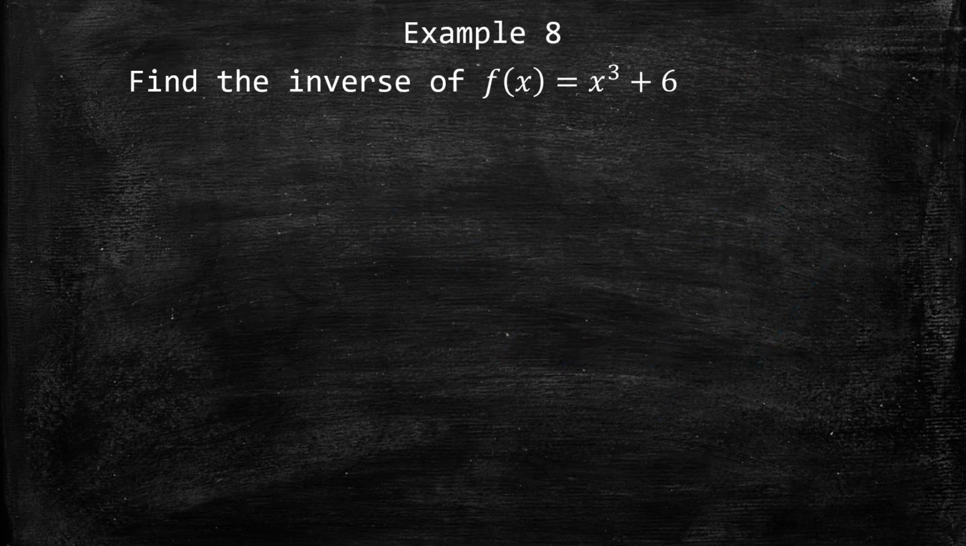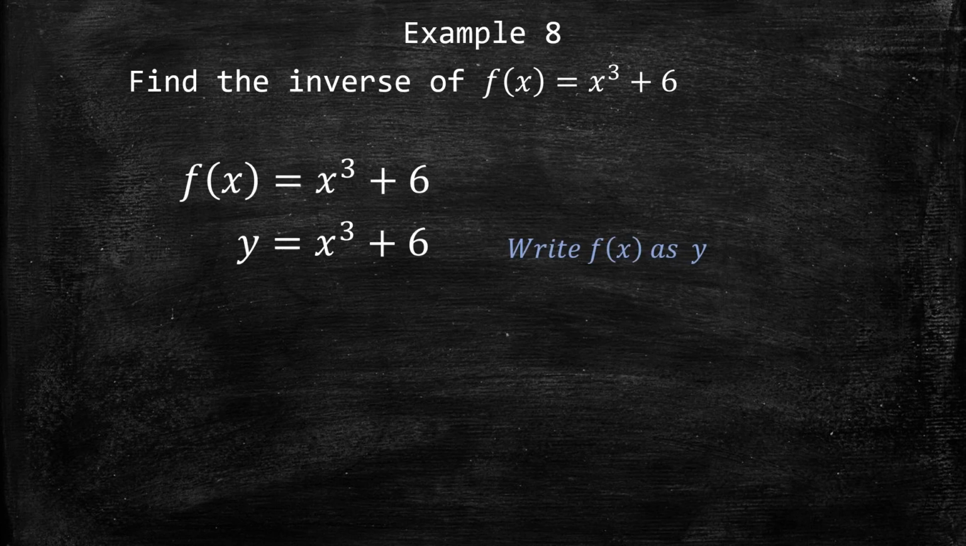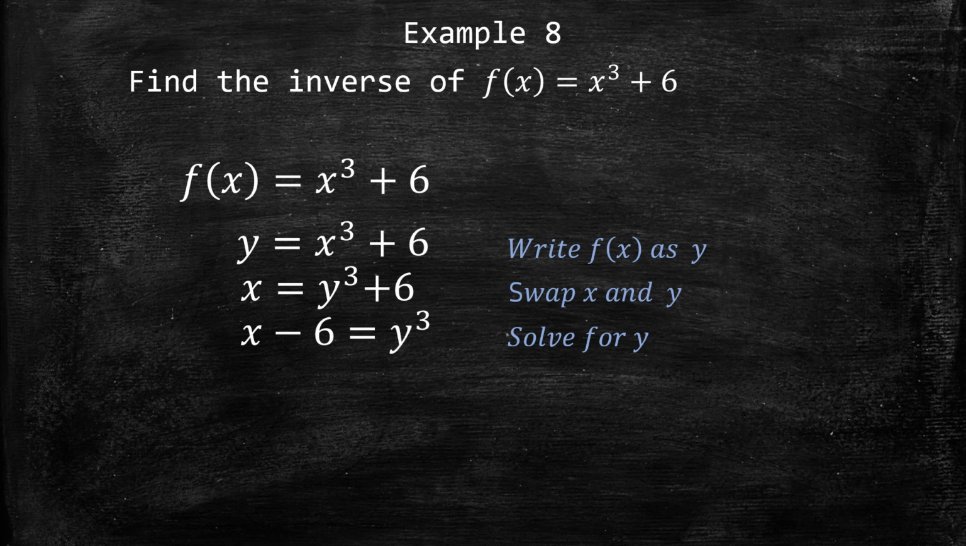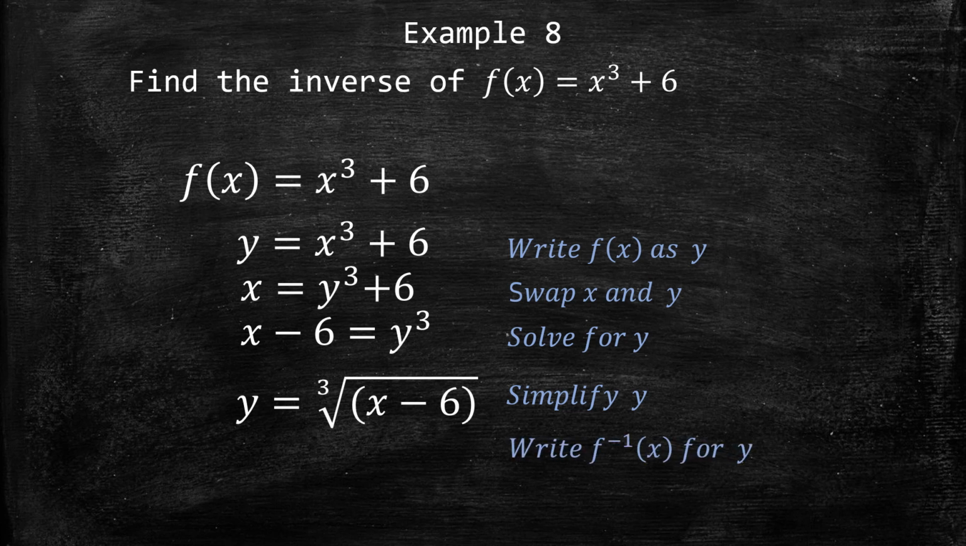Now we need to find the inverse of this function. So first we're going to write f of x as y. Then we're going to swap x and y. Whenever you see y, write it as x, and whenever you see x, write it as y. Now we're going to solve for y. So we're going to start by subtracting 6 on both sides. Now we're going to take the cube root of both sides. And we're going to write y as the inverse function.